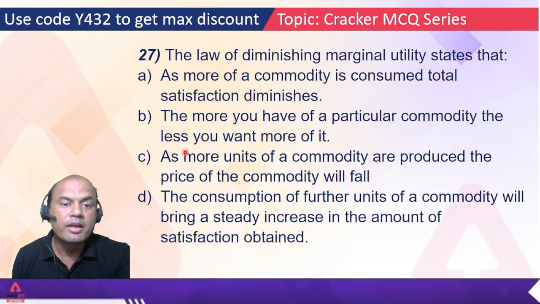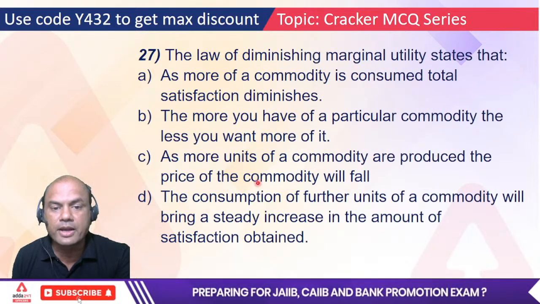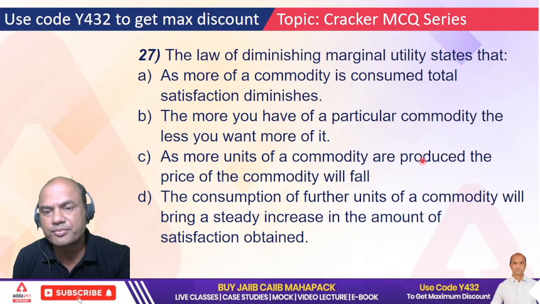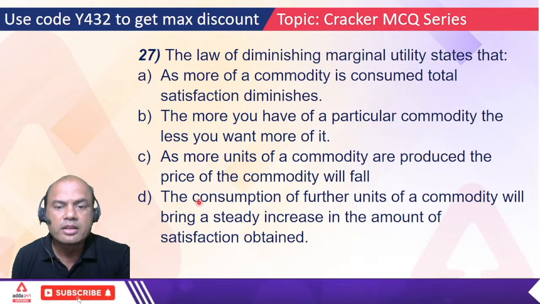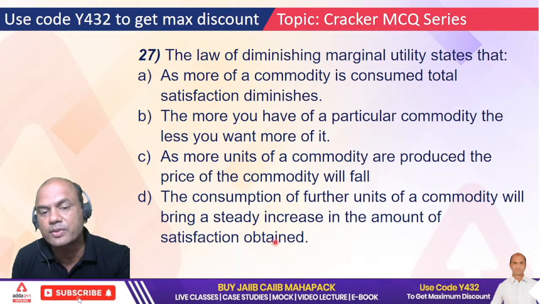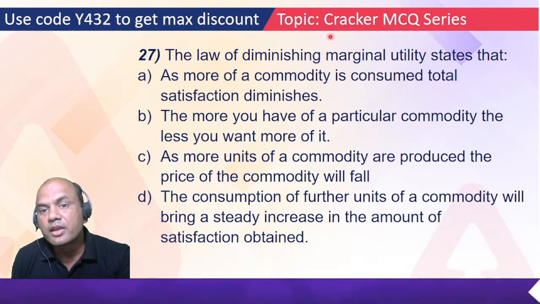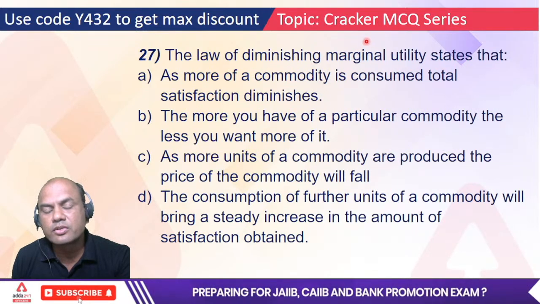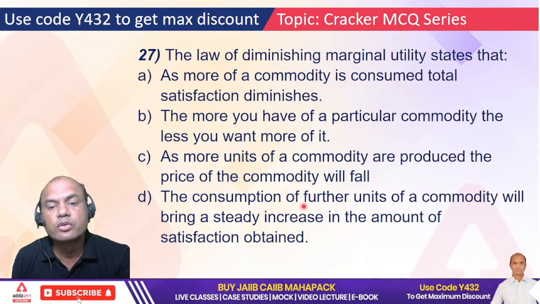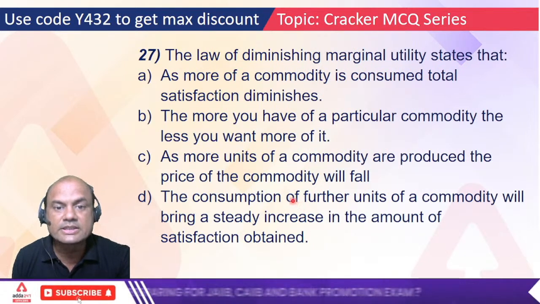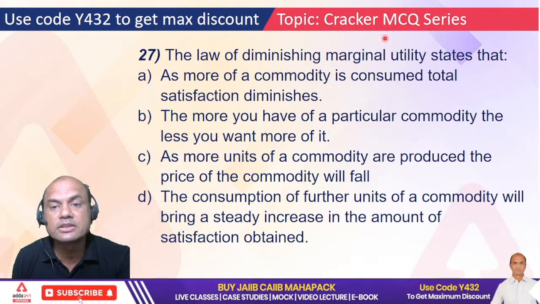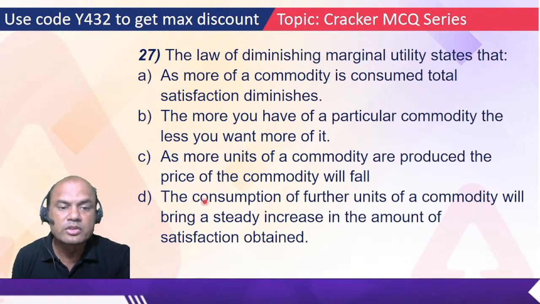Okay. As more units of a commodity are produced, the price of the commodity will fall. Does this marginal utility speak anything about production? No, right? So C is out. The consumption of further units of a commodity will bring a steady increase in the amount of satisfaction obtained. Increase? If you go on consuming more rotis, suppose you are hungry, one roti you eat, then what happens? You require less of the rotis then. Then the second you eat, then after the fourth or fifth you don't even require any roti, right? Why? Because the marginal utility goes on decreasing. Okay. So D is also out.